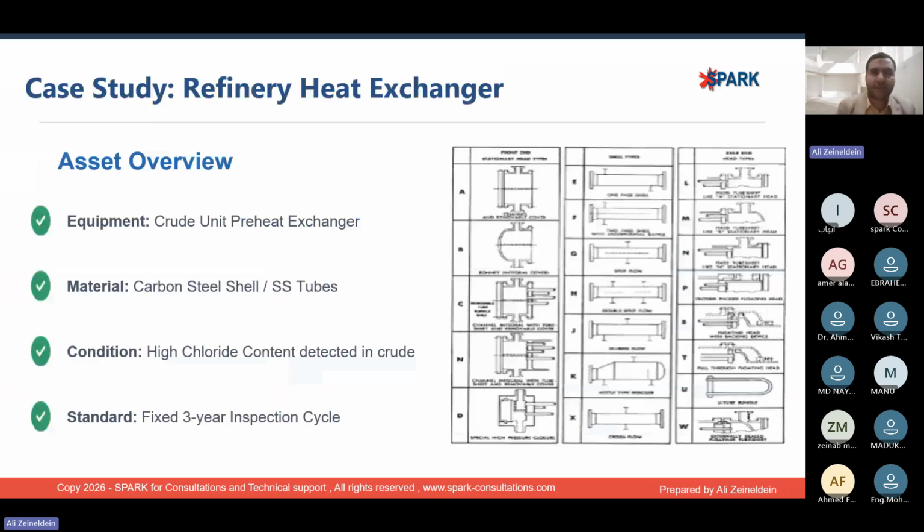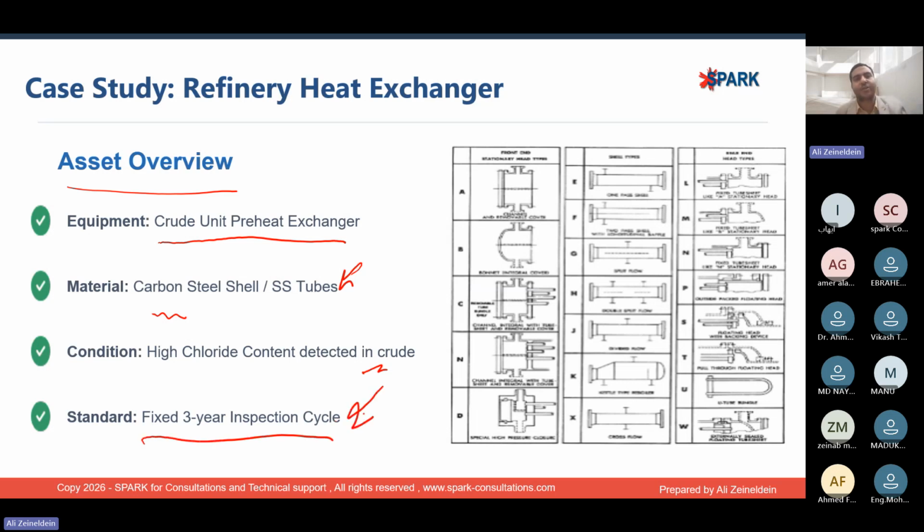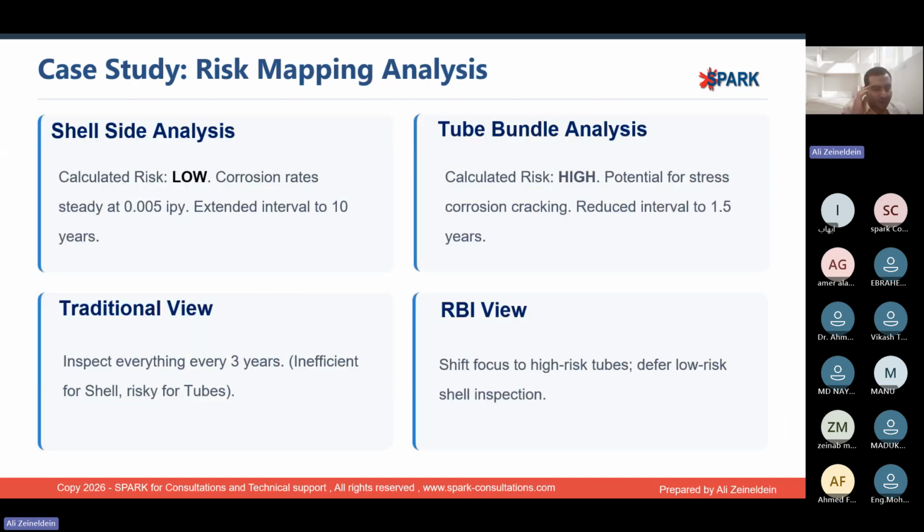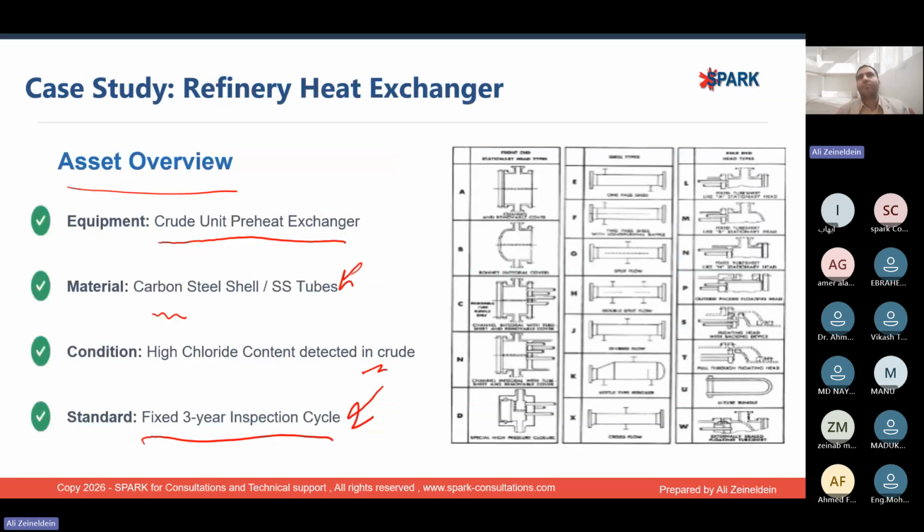Let us take a case study: refinery heat exchanger equipment. Our equipment is a crude unit preheat exchanger. The material is carbon steel shell, with stainless steel tube material. The condition is high chloride content detected in crude. The standard is a fixed 3 years inspection cycle. This is the inspection frequency. And now we are going to apply risk-based inspection to see how RBI works.